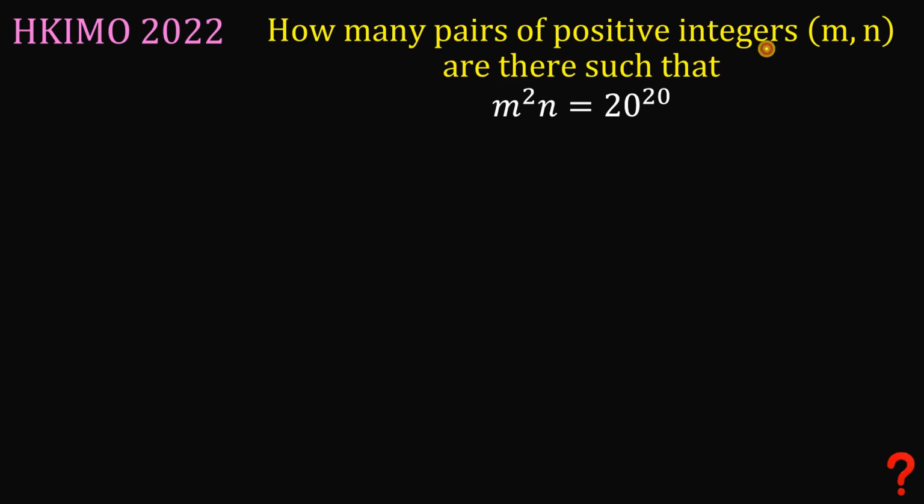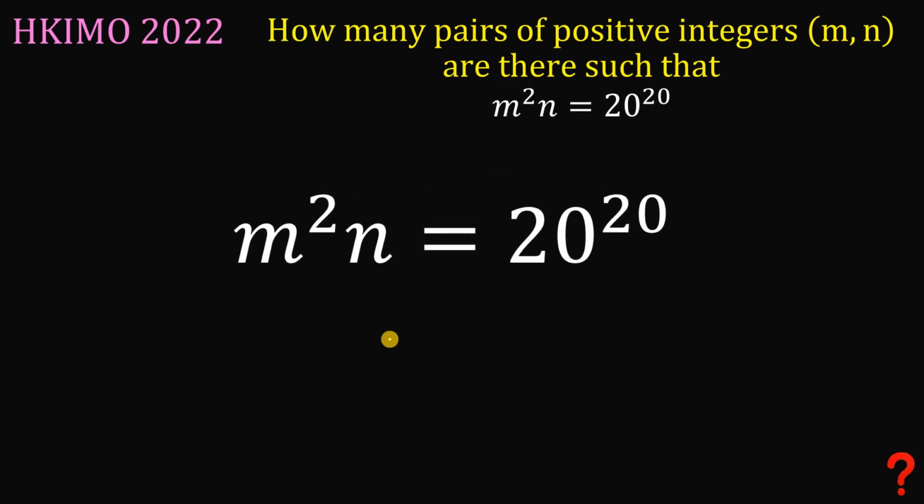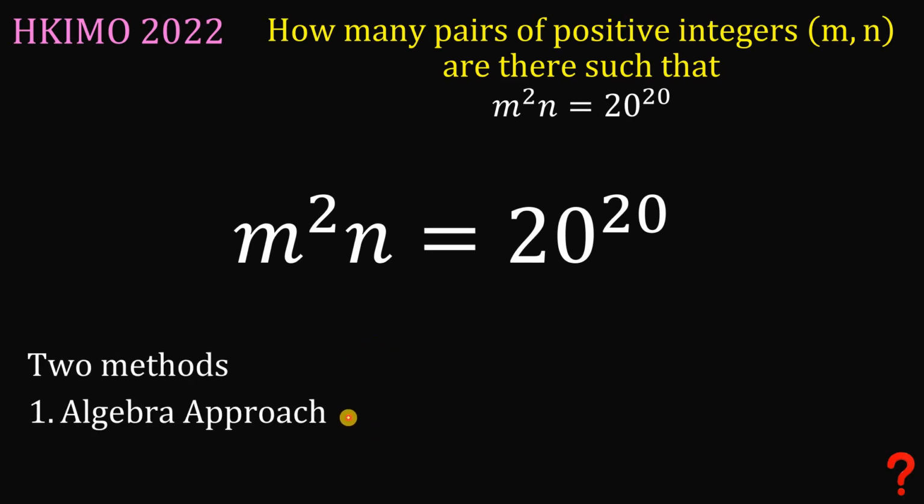So how many pairs of positive integers? We know m and n are positive integers such that m squared times n equals 20 raised to the power of 20. Now in this video, I will show you 2 different methods to answer this question. The first one is by using the algebra approach, and the second one is by using the tau function. The tau function is a function to find the number of positive divisors of any given number n. So now let's focus on the first method, the algebra approach.